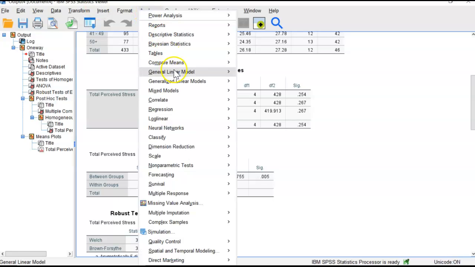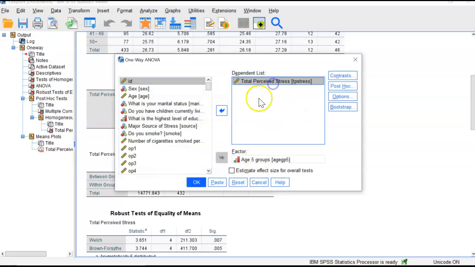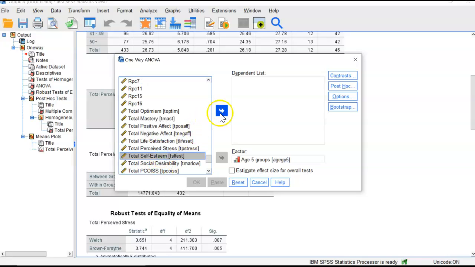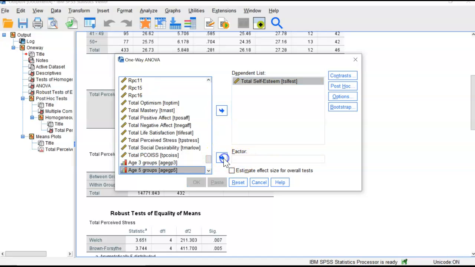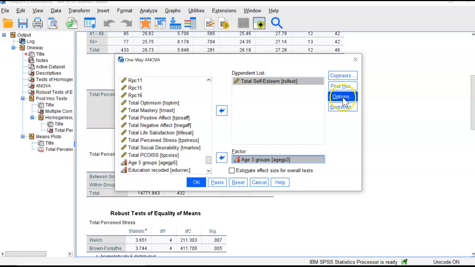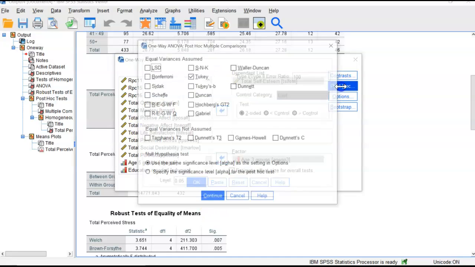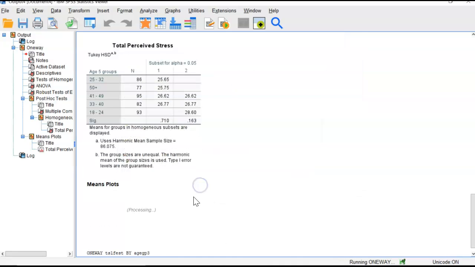So we go to Analyze, Compare Means, One-Way ANOVA. We're going to remove total stress and replace it with total self-esteem. We're going to remove the 5 groups for age and replace it with the 3 groups. I'm going to check our options again, make sure all our boxes are still checked. And for post hocs, we still want to do Tukey's. And then I'm going to click OK.